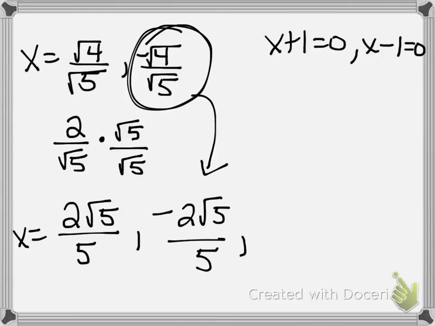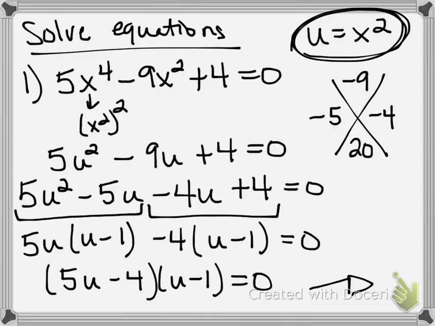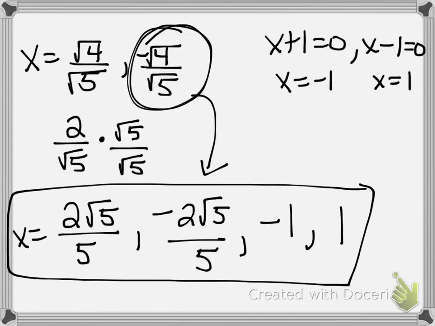So here I'm going to solve. I get x equals -1, and here I get x equals 1. So I get -1 and 1. So those are my 4 answers. And the reason why I have 4 answers is because here I started out with x to the 4th. So you should have 4 answers for your equations when you solve. Okay, so I have 2 square root of 5 over 5, -2 square root of 5 over 5, -1, and +1. Let's look at another one where we're going to solve.